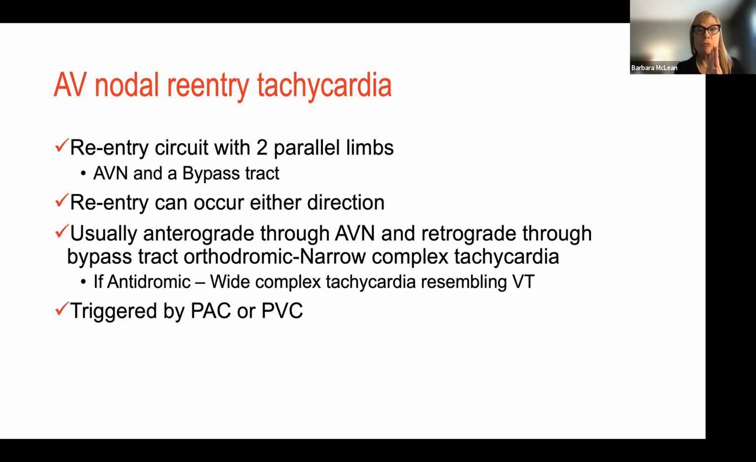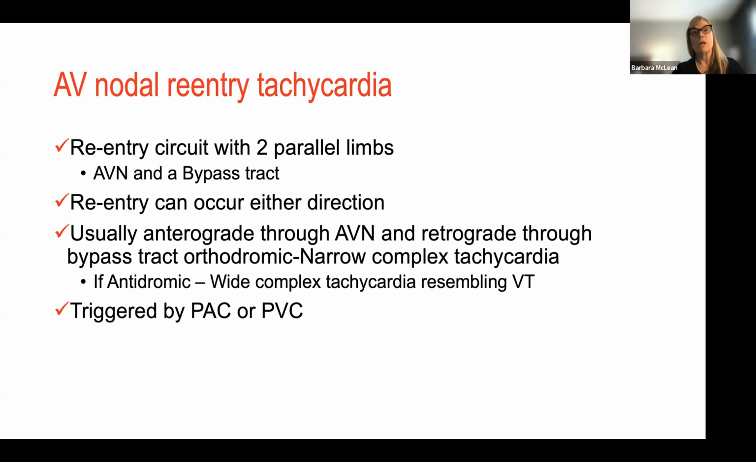Okay, AV nodal reentry tachycardia. Remember that in your AV junction, you can have fast and slow fibers, fast channel, slow channel. Fast channels are typically sodium channels, and slow channels are particularly calcium channels. But in your AV node, you can have a prevalence of your fast channels, and of course, you can also have a bypass tract.